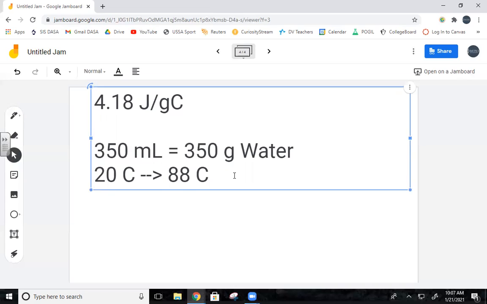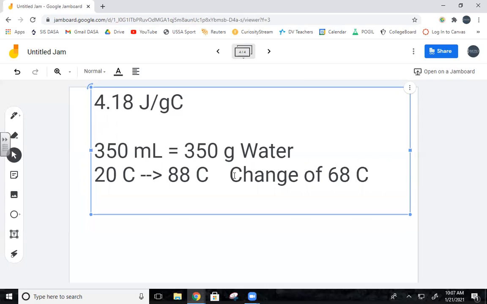So that is a change. The difference between those two is how much? 68 degrees, right? It's a change of 68 degrees. So the question now is, how am I going to figure out how many joules of energy we need to put into the water if we want to change it that much?